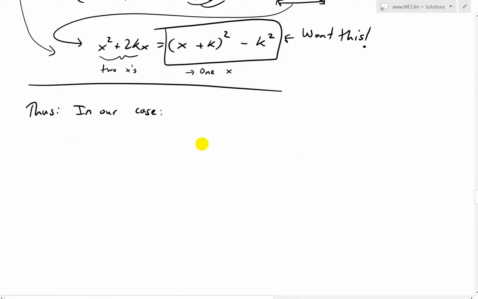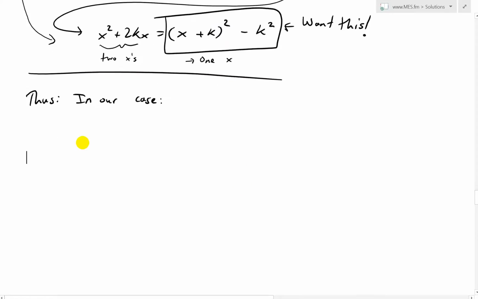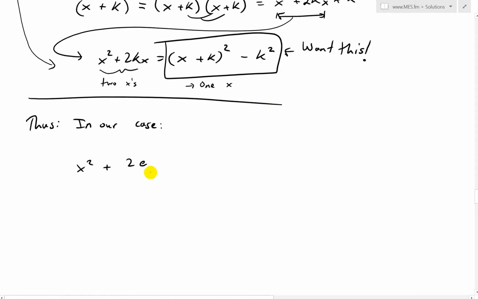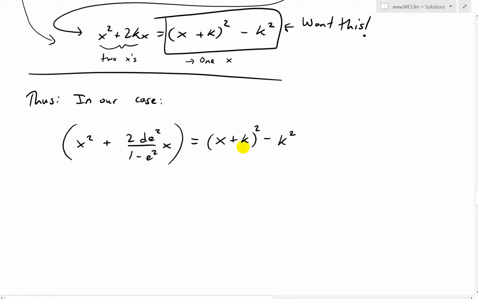So we have, I'll write this whole one down, x squared plus 2d e squared over 1 minus e squared x like this. So we want this to equal this part right here, x plus k squared minus k squared. And the only way we could do this is if we set k equal to this part here. So then this whole thing is going to be 2k.